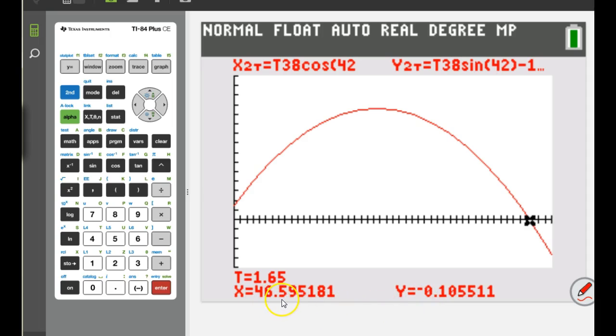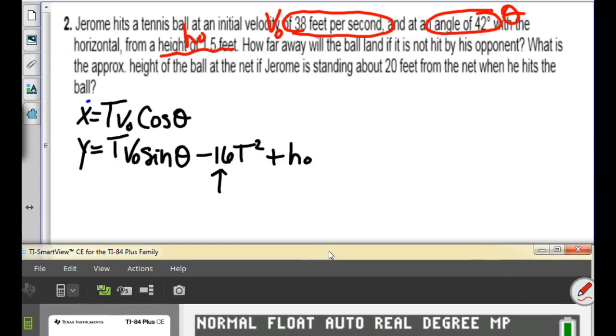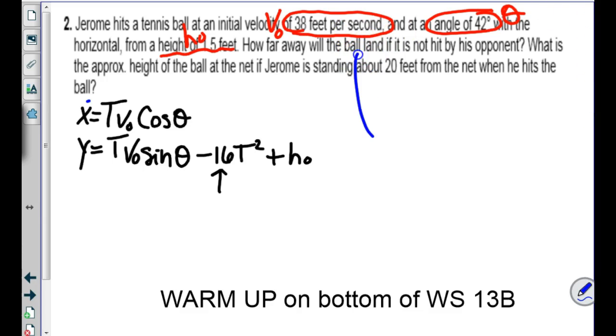So the ball goes about 46.5 or 46.6 feet away. But if you put the 45 or the 48, I would have taken it because you can't be super exact in this format. So this question here, about how far away will it land, was it 46.6 or 48.6?